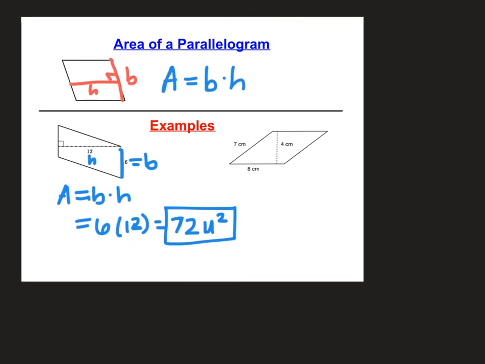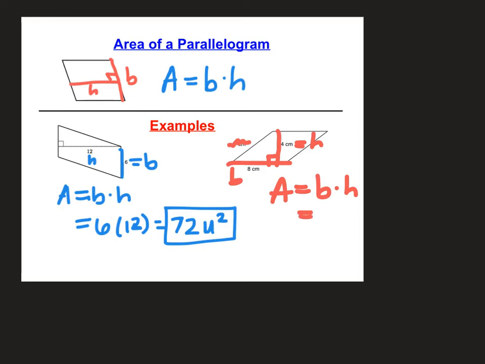Alright, for my last one, on this slide anyways, we're going to do the same thing. Area equals base times height. Notice that we have this line in the middle that's perpendicular. That one's going to be my height, which means the one that it touches has to be my base. So 7 centimeters is extra information. We don't really need it.